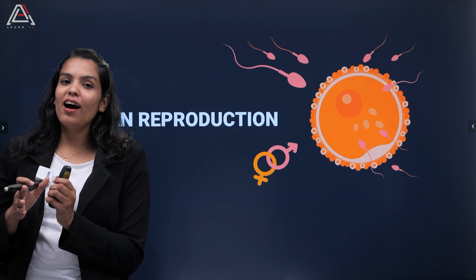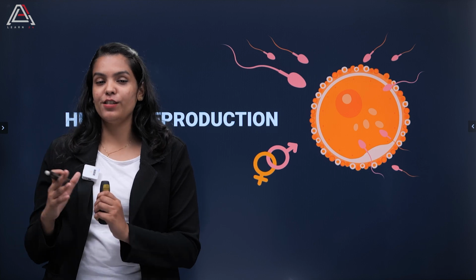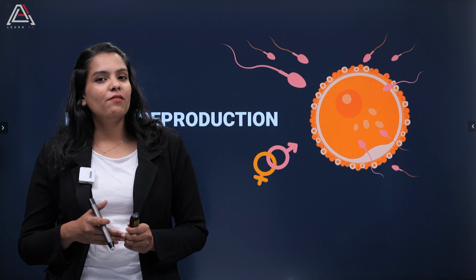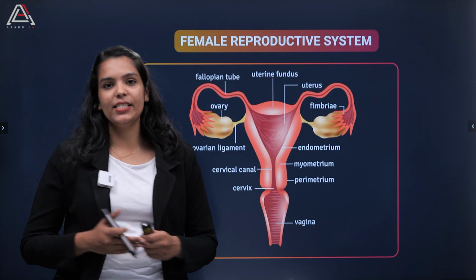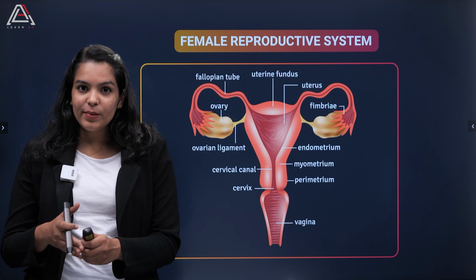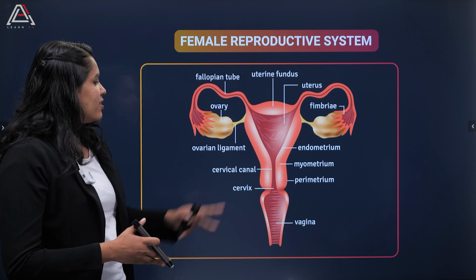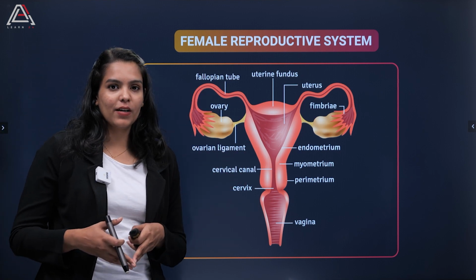In the last class we have already covered the male reproductive system. Now let's start with a new topic. The new topic for this video is the female reproductive system. In this video we will be talking about the female reproductive system. Alright, so this is the structure of the entire female reproductive system.